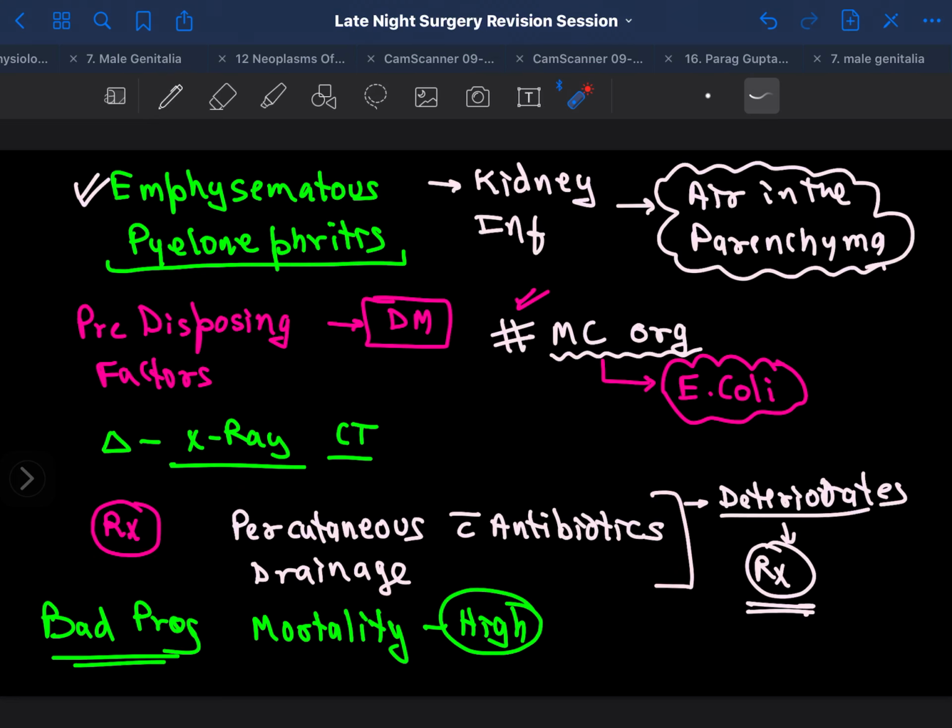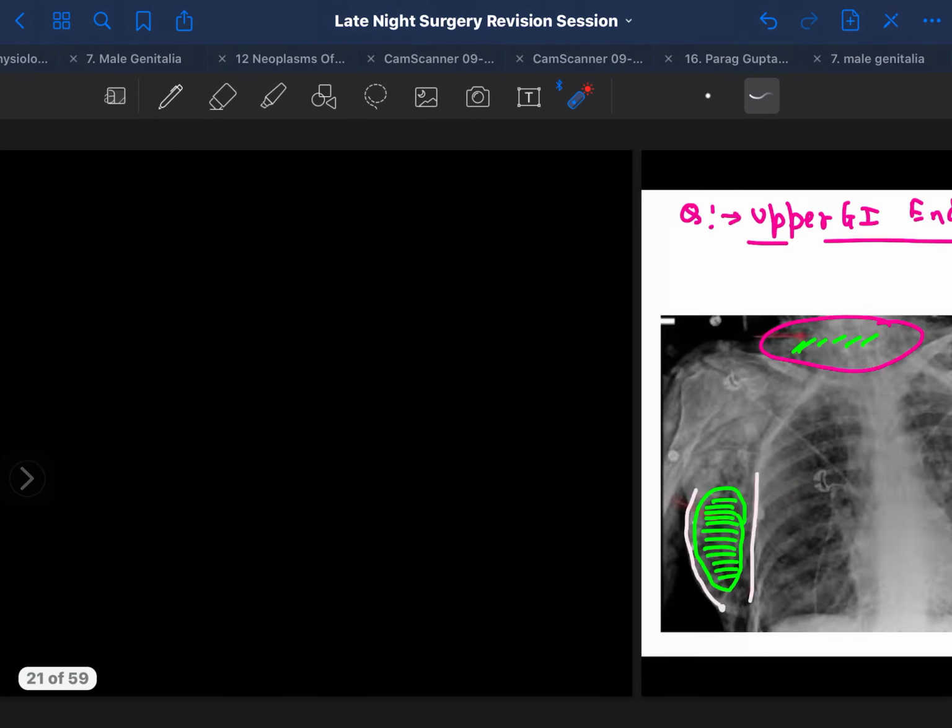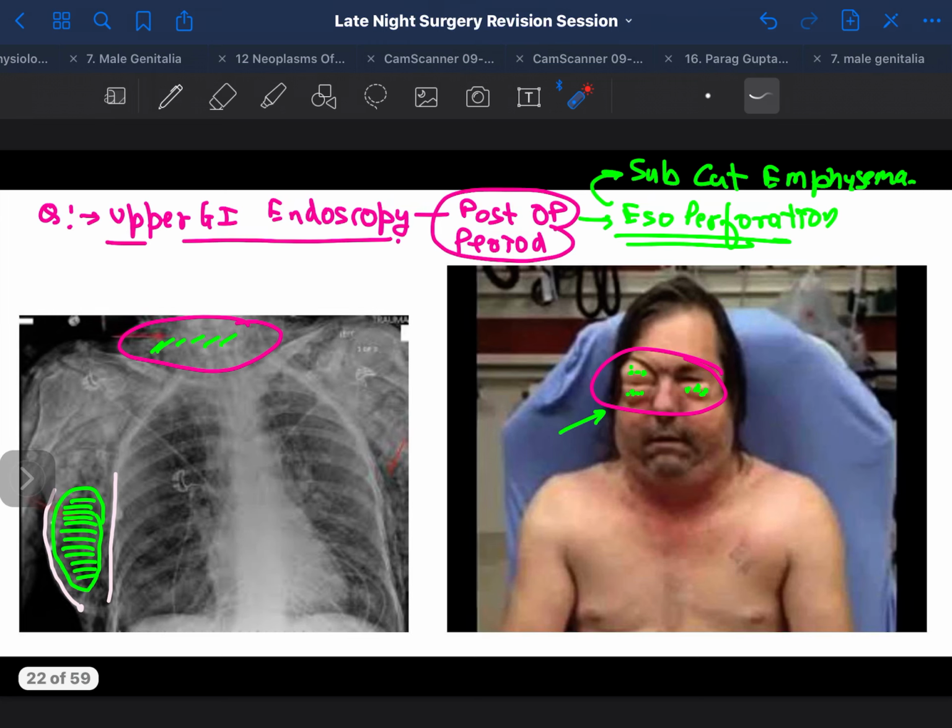For the treatment, you have percutaneous drainage with antibiotics. That is the first treatment. If the patient deteriorates, then you have to go in for surgery, that is, a nephrectomy. This has a bad prognosis, and the mortality rate is high, close to around 50 to 60%. That's all about emphysematous pyelonephritis.